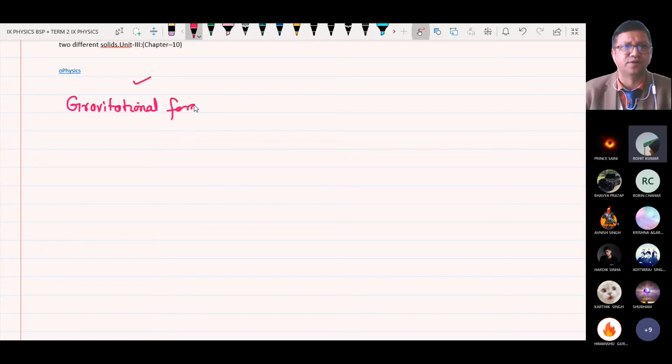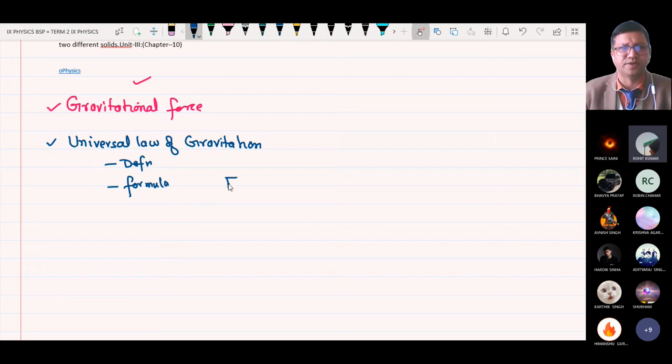One thing is clear to all of you: what is the gravitational force. Number two is clear to all of you: what is the universal law of gravitation. And from here you must have the concept of the definition, and the concept of the formula, and in the formula you have calculated F is equal to G m1 m2 upon r square.